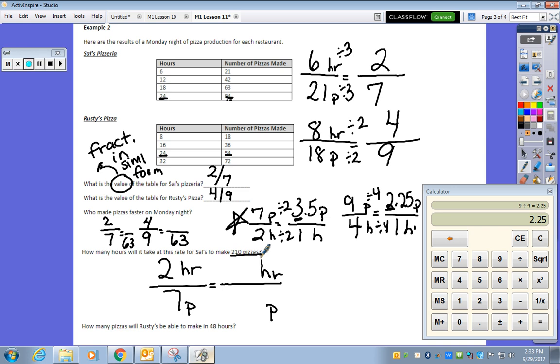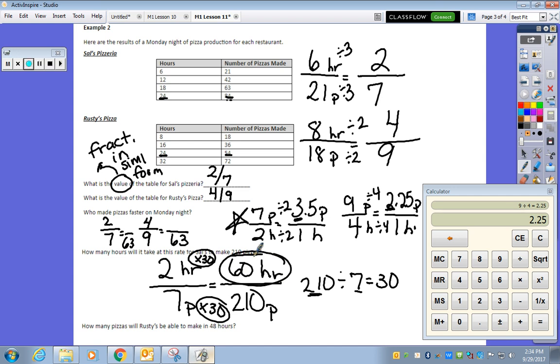We are looking at 210 pizzas. So next to the P for pizzas, I'll put 210. I would then do 210 divided by 7, which hopefully we can see 7 goes into 21 3 times and attach the 0. So 7 times 30, and then 2 times 30 to get 60 hours.